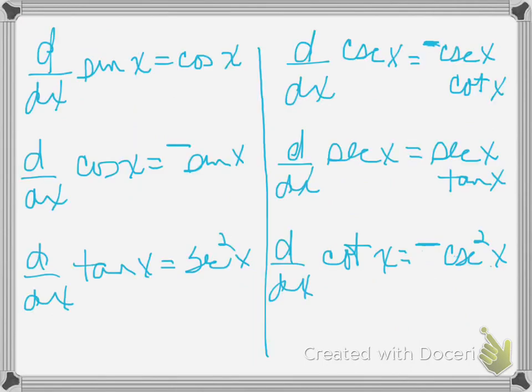Okay, so here are all 6 derivatives. Now remember, you have to use the chain rule if your angle is not just plain old x. So you only have 3 that have negatives in them. The derivative of cosine is negative sine. The derivative of cosecant is negative cosecant x cotangent x, and the derivative of cotangent x is negative cosecant squared x. So I hope you can read that. But those are your 6 trig derivatives that you're going to be working with.